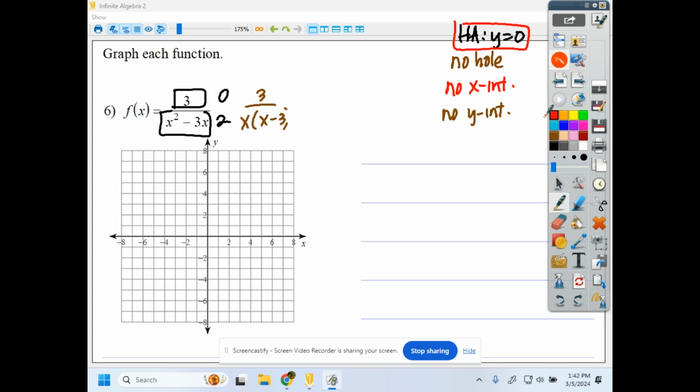And what else? The vertical asymptote is based on your denominator. There are two factors here. One is x, set it equals 0, and the other one is x minus 3 equals 0. You know that x is already isolated, so the vertical asymptote is x equals 0. For x minus 3, you add 3 on both sides, so x equals 3.